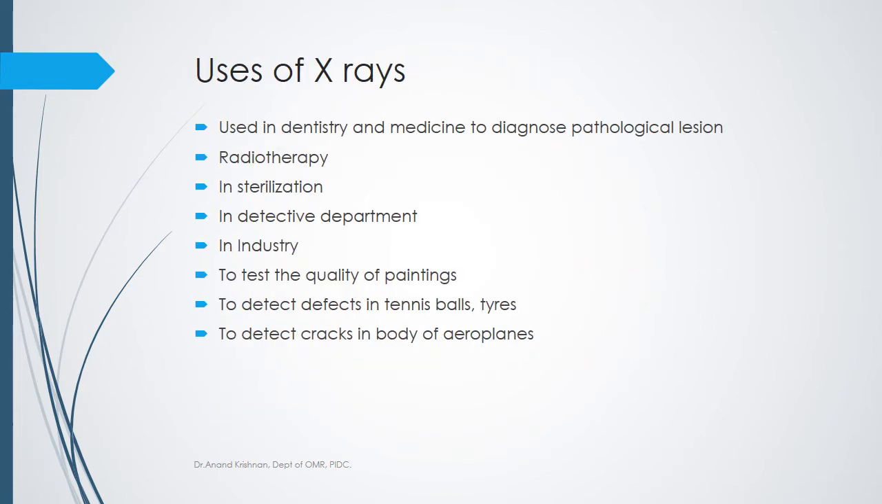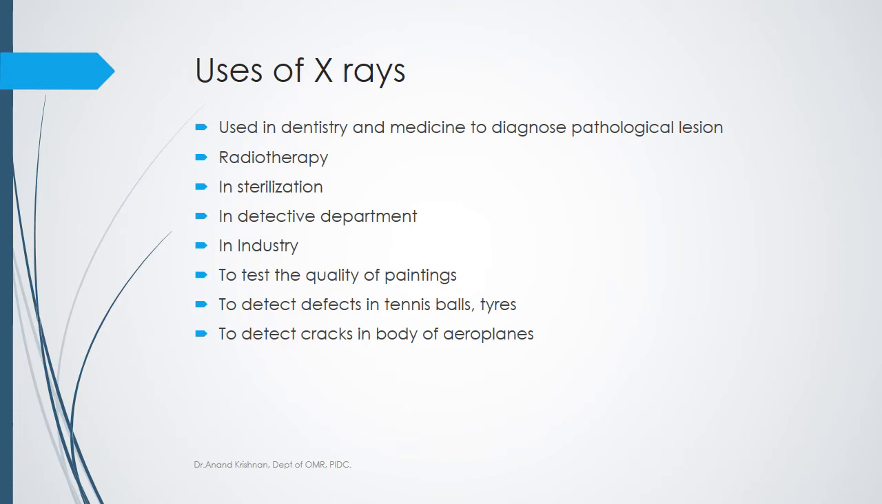So the uses of X-rays are such that it is used in dentistry and medicine to diagnose pathology, that is radiography, and radiation therapy. Radiography is different, radiation therapy is different. Radiography is used for diagnosis, so we use it for imaging studies, where we take plain film radiography, specialized radiography, and scans: CT, CBCT, PET scan, all where we use ionizing radiation. Whereas radiotherapy is where we use a more potent form of X-rays to cause biological changes, that is, to deteriorate a tumor mass or a carcinoma.